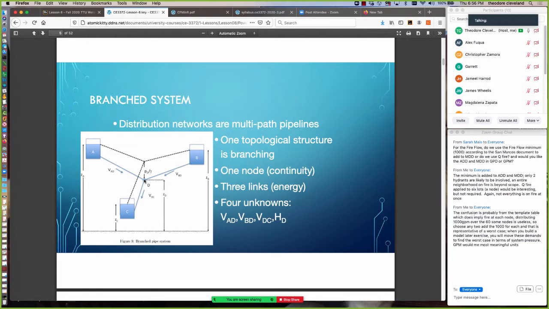So that's a total of 4 unknowns. And we would need 4 equations to solve simultaneously to find unique solutions to those 4 unknowns. And the 4 equations are the one node equation, the one continuity equation at node D, and the 3 energy equations for each of the pipes.